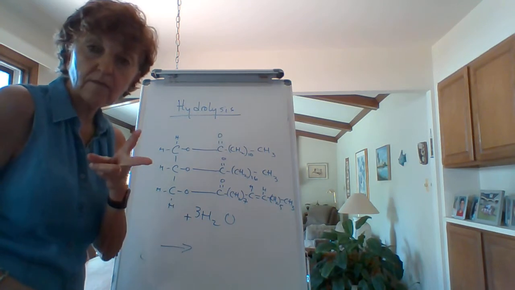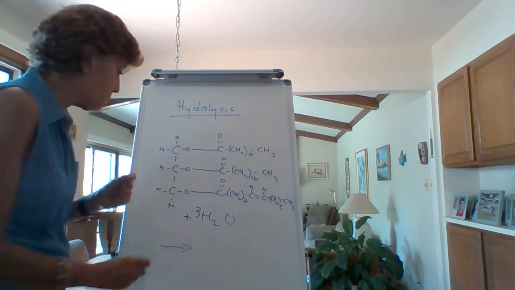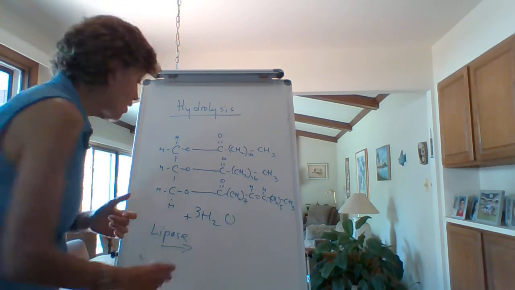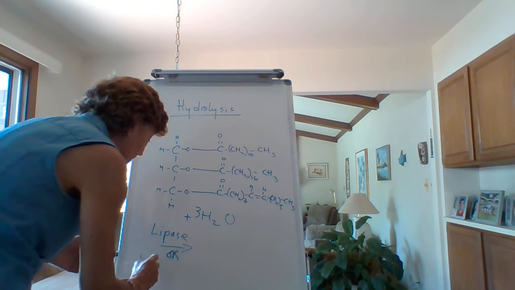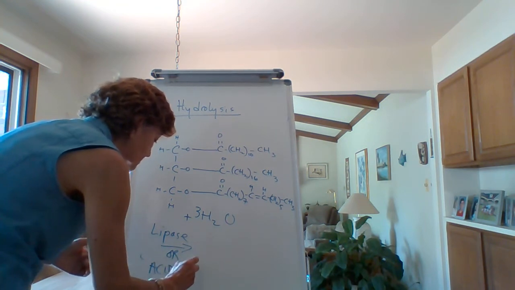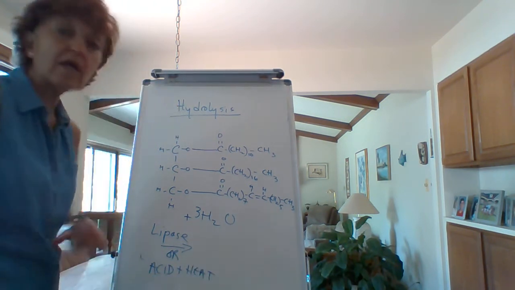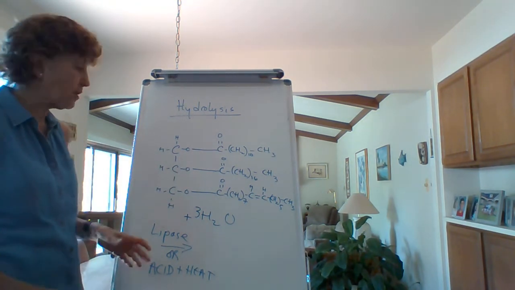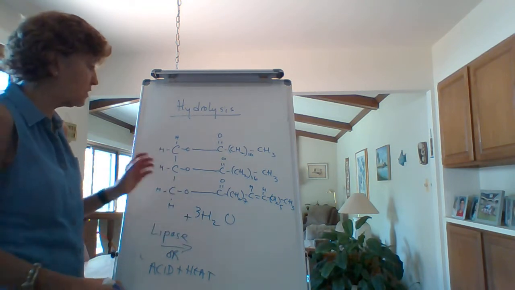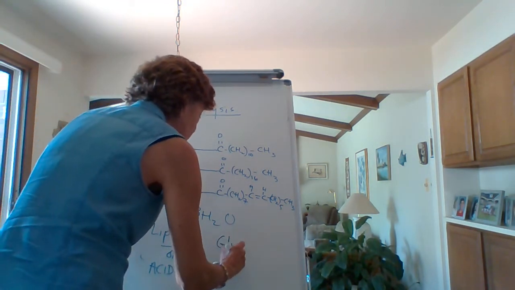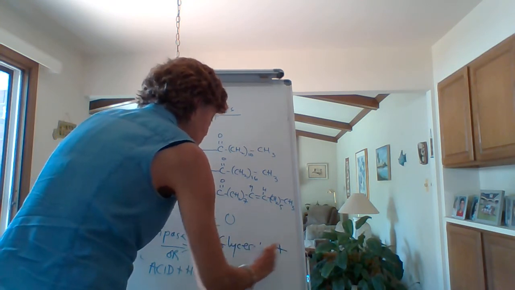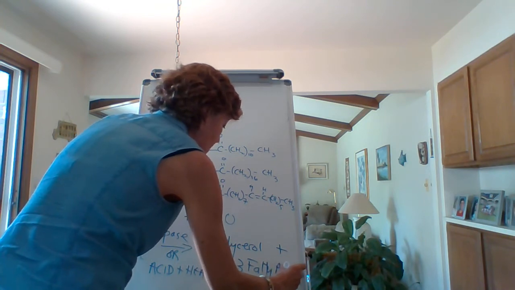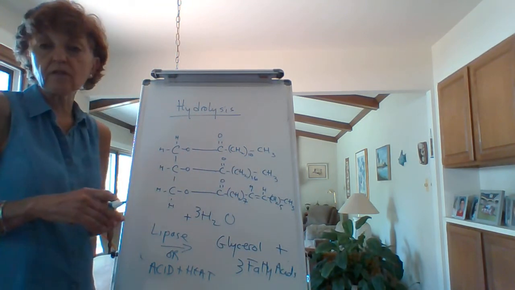Now, 2 ways you can do this. You can use the enzyme lipase. That would be your catalyst, lipase enzyme, or acid plus heat. Okay, either one will be enough to break those ester bonds. So what do you end up with when you do this? You end up with glycerol plus 3 fatty acids. That's the product of the hydrolysis of a triglyceride.